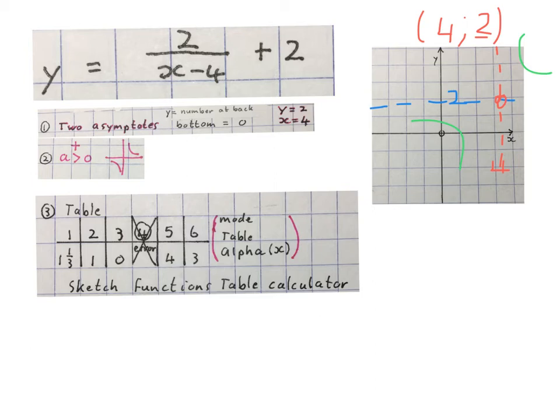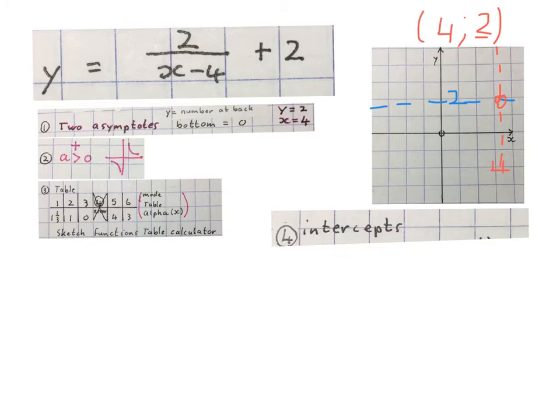But I advise you to use your calculator if you have one. Push the mode button, go to the table function, use the alpha button to get the x activated. Type this into your calculator and get this table on your calculator. Go and look at the video that says Sketch Functions Table Calculator.